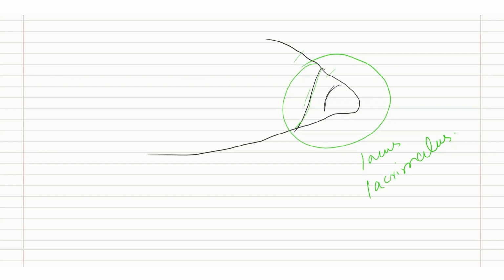Now, there is this pinkish elevation right here. This is called caruncle lacrimalis, and this part, which basically is the demarcation line between the white part and the pink part, this is plica semilunaris.